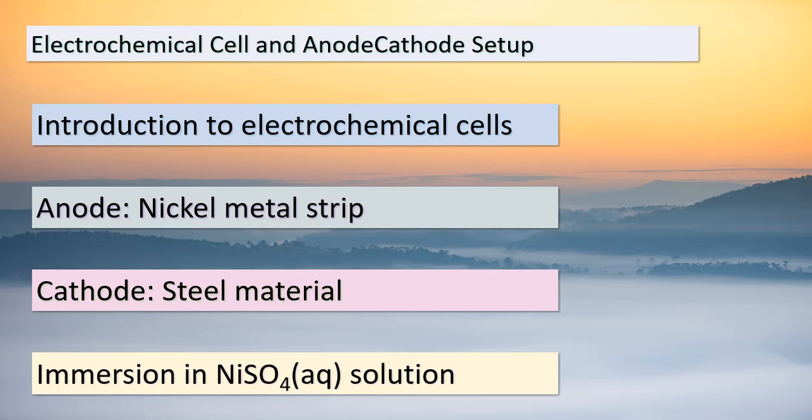These electrodes find their place within a solution of NiSO4(aq), which adds another layer of complexity to our exploration. As we continue, we'll see the role of external voltage in driving reactions. Now, let's move on to understanding the intriguing process of reduction that occurs at the cathode.